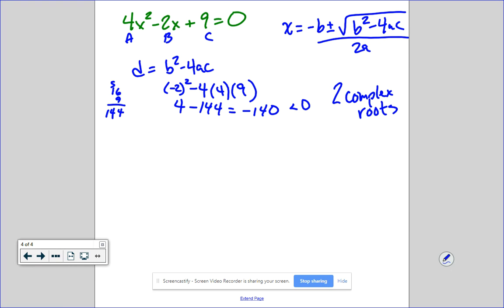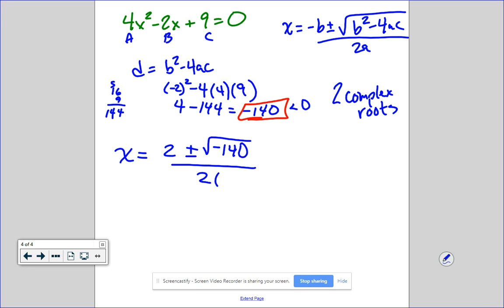Okay. Now, you've done everything under the radical already, so you don't have to do that math. So now when I plug in, opposite of B, well, B was negative 2, so it's 2, plus and minus the square root of negative 140, because we just found that with our discriminant. That's this. Over 2a. 2 times 4.